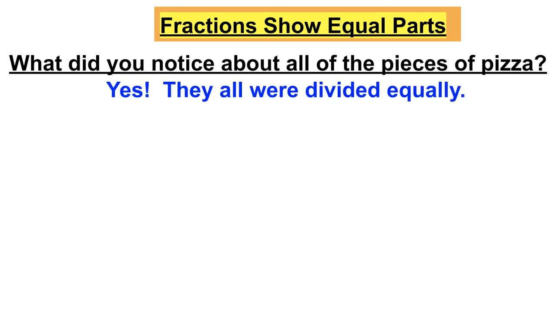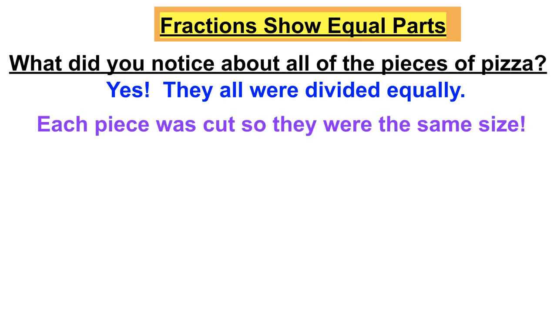So what did you notice about all of the pieces of pizza in our last video? That's right, they were all divided equally. So each piece was cut, so they were the same size.